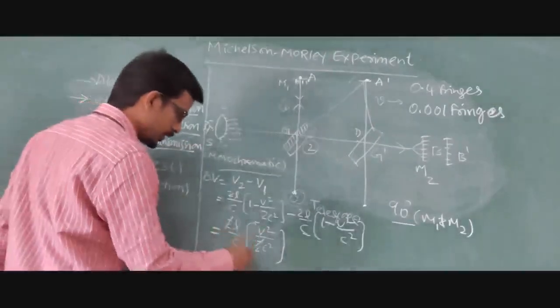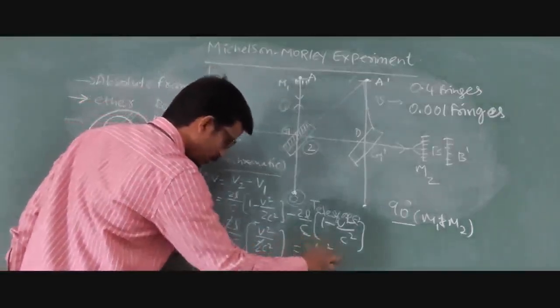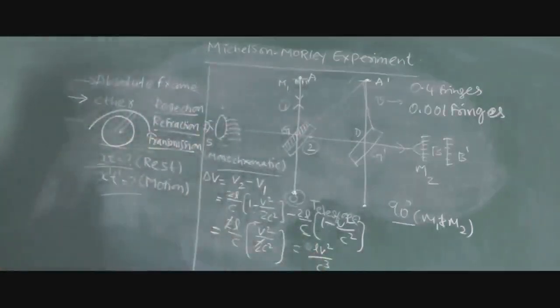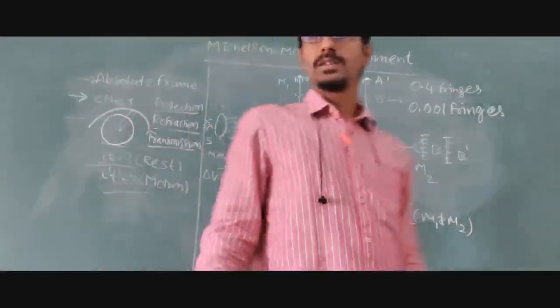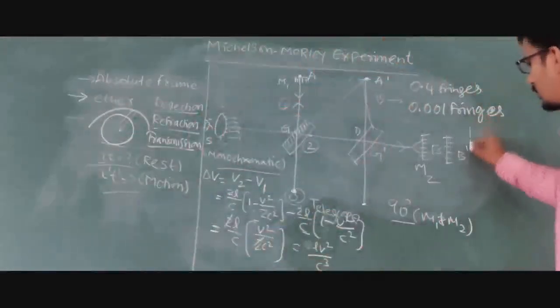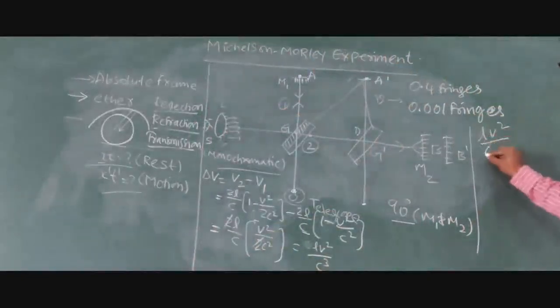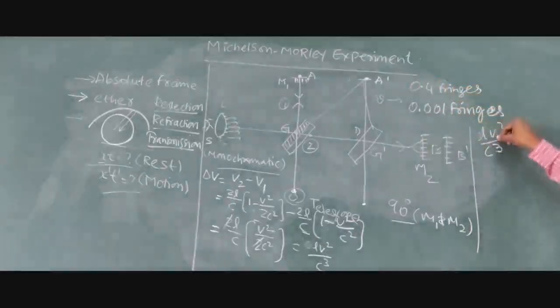Whatever the 2 get cancelled, then 2 by 2 is getting cancelled, L square by C. So by substituting this value in the Michelson-Morley, what are we going to get? We are going to get the fringes. Understood? So the Michelson-Morley experiment was performed, but what value did he get? How are we able to get L square by C cube? L is the length of the distance traveled, V is the velocity, C is the velocity of light.